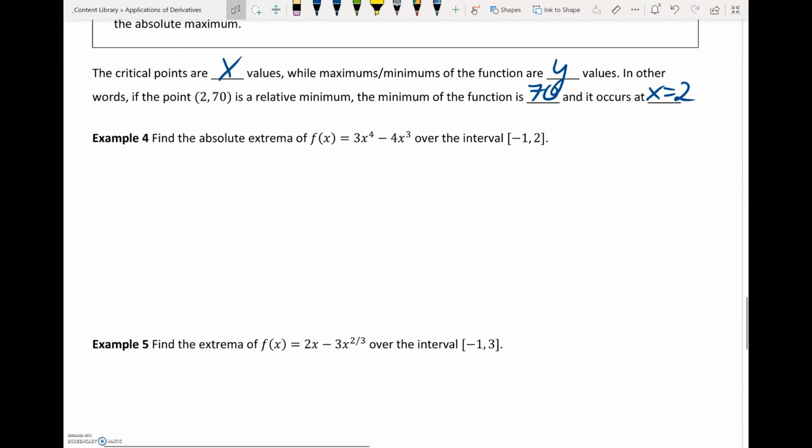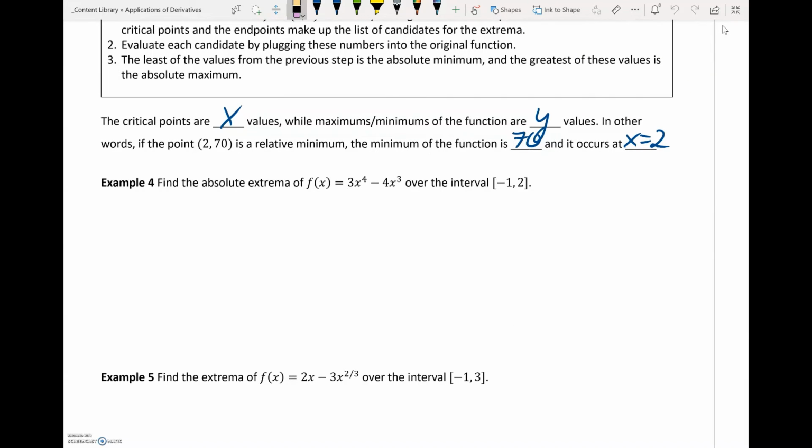So the critical points are x values, and your max and mins are y values. In other words, if we're given the point (2, 70) and we know it's a relative minimum, that means that the minimum of the function is 70, and this occurs at x equals 2. So that's how we should state our answers. The minimum of the function is something and occurs at x equals something.